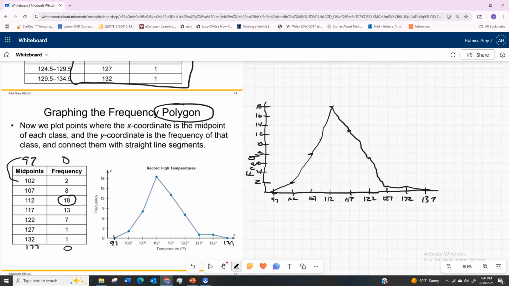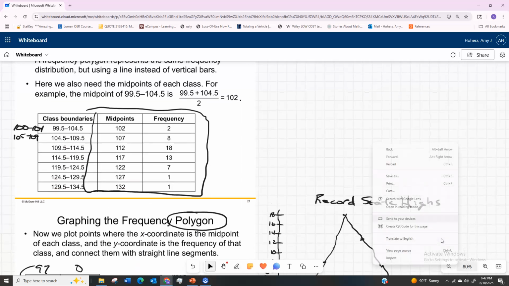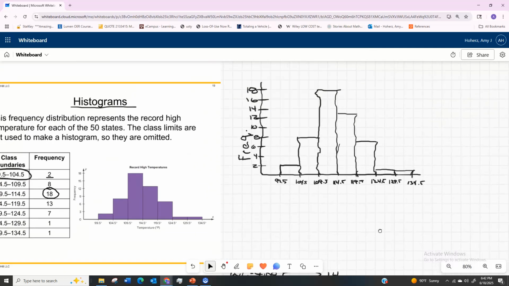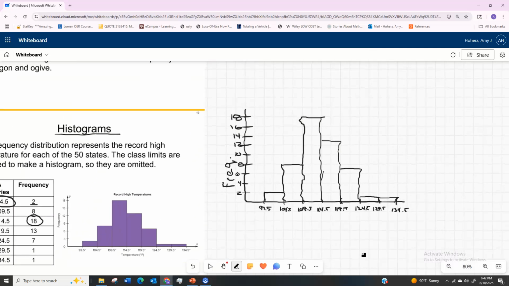I didn't label the bottom. I really should have labeled the bottom here. So this is the temperature, and we should have labeled the top. So these are record state highs, something along that. Same thing with the other one that we did up here. I should have record state highs.